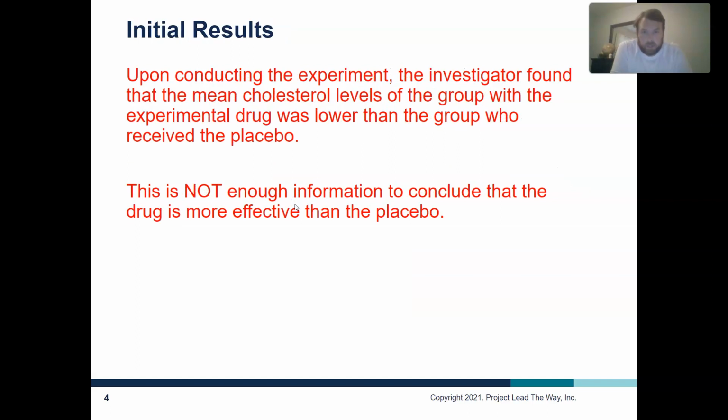So upon conducting the experiment, an investigator could find that the mean cholesterol levels of the group with the experimental drug is lower than the group that received the placebo, which would indicate that, hey, this drug is working just fine. This is what it's supposed to do. But that really isn't enough to tell the whole story. This isn't enough information to conclude that the drug is more effective than placebo. We know that there could be too small of a sample size. We know that the results might not be statistically significant, so on and so forth. We have to put this in the context of specifically does it reject the null hypothesis that this doesn't work.